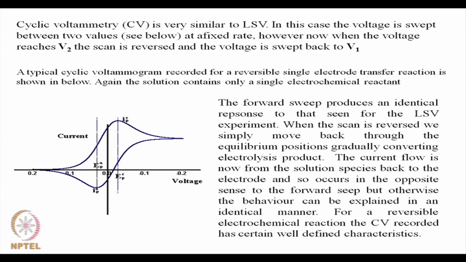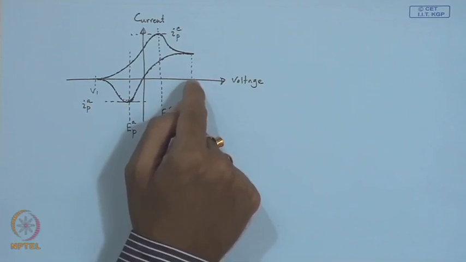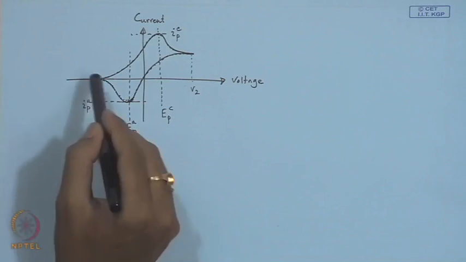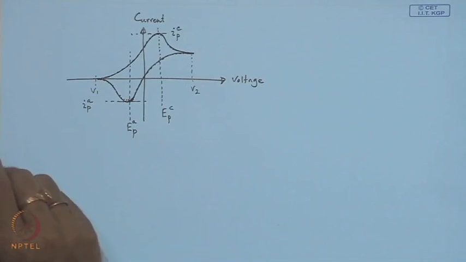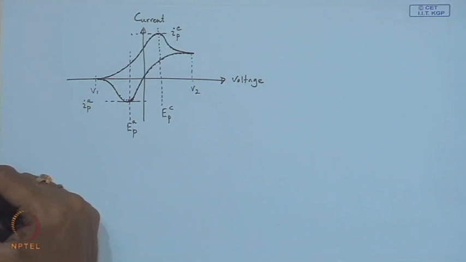Now, cyclic voltammetry is very similar to LSV, as I told you. In this case, voltage is swept between two values, from one value to another at a fixed rate. However, when voltage reaches V2 here, the scan is reversed to V1 and the voltage is swept back to the V1 value. A typical voltammogram recorded for a reversible single electron transfer reaction is shown here. Again the solution contains only one electrochemical reactant, that is very important.